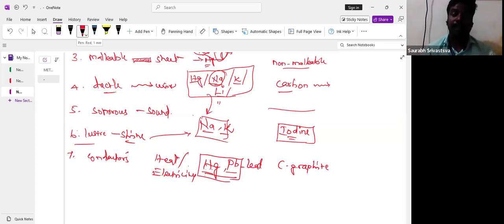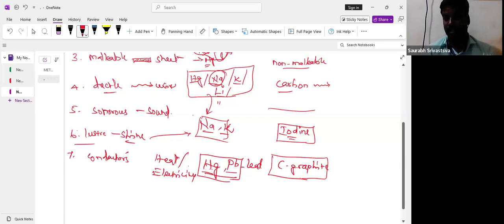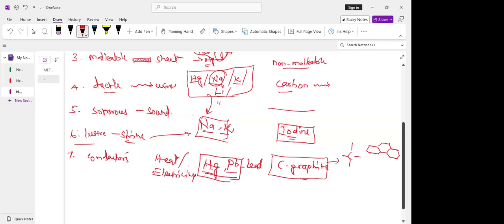Sometimes they will ask the question: why is graphite a good conductor of electricity? What is the reason behind that? Because carbon has valency 4, as we already know. But in graphite, the carbon is not present with 4 valency; it is present with 3 valency only. Correct what I'm saying? Am I audible?